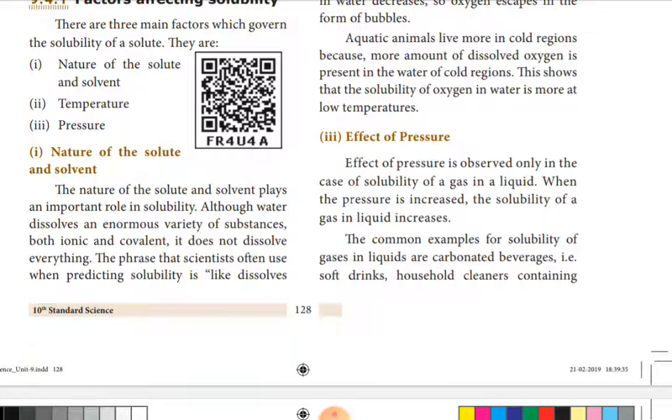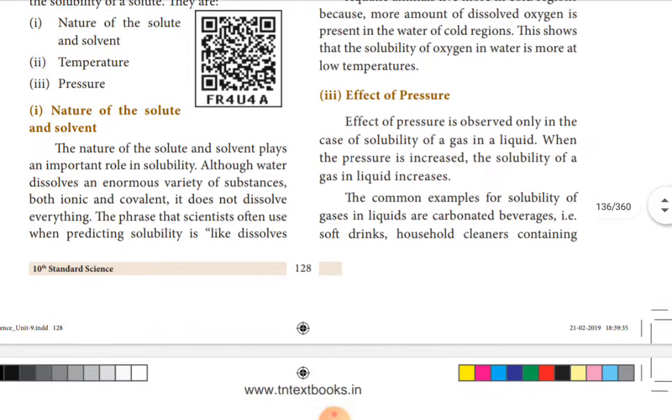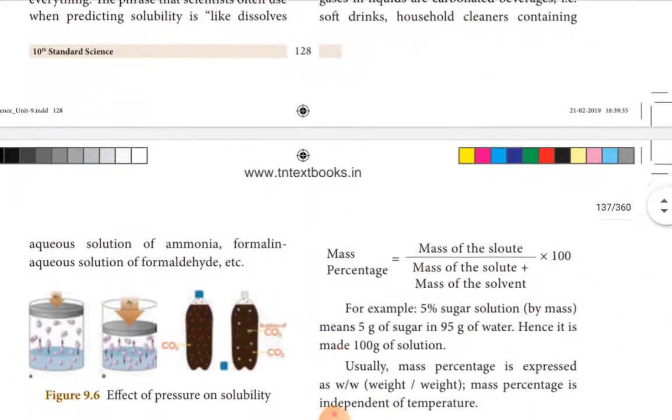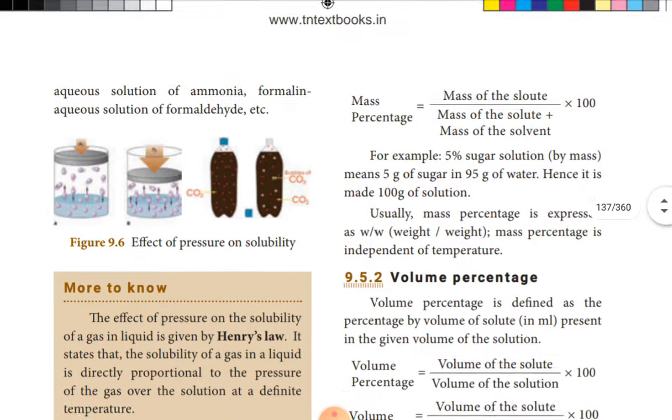So the solubility of a gas is directly proportional to the pressure. That means what? Pressure increases, solubility also increases. Pressure decreases, solubility also decreases. For example, in the preparation of carbonated beverages like soda water and all types of beverages, Coca-Cola, Coke, Miranda, in all these beverages, carbon dioxide is dissolved. Carbon dioxide is dissolved by applying more pressure.